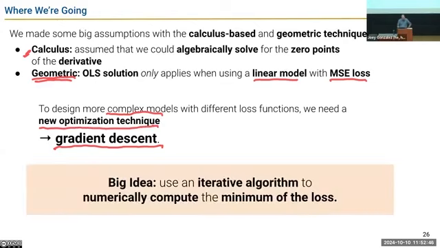Let's do it. Big idea. We're going to use an iterative algorithm to numerically compute the minimum. No more solving stuff with calculus. We're not going to solve any equations. We're just going to take steps in the right direction.